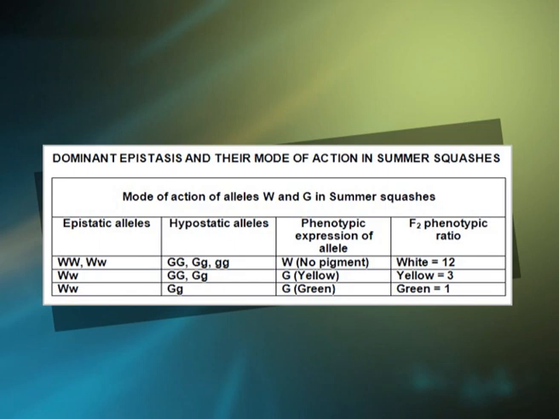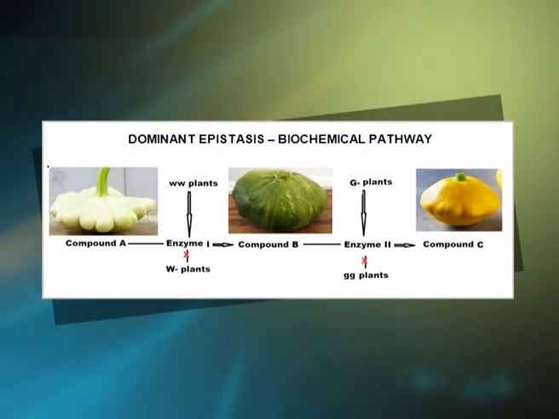In summer squash, white colored fruits are produced by a dominant epistatic allele, capital W. Another dominant epistatic allele, capital Y, at another locus produces yellow summer squash, and its allele small y gives green fruits. Sometimes in this case several genes contribute to the expression of a phenotype as part of a biochemical pathway. According to this pathway, the yellow pigment is produced in two steps.